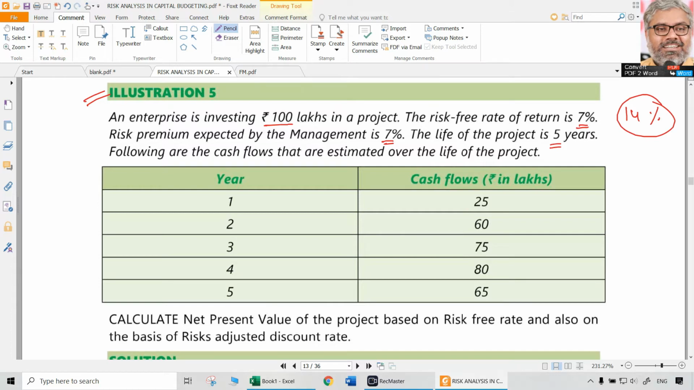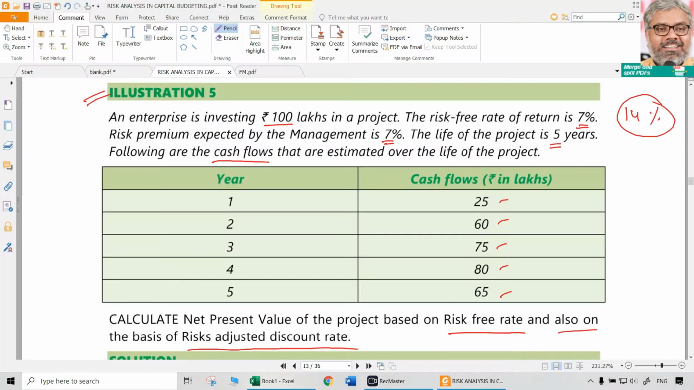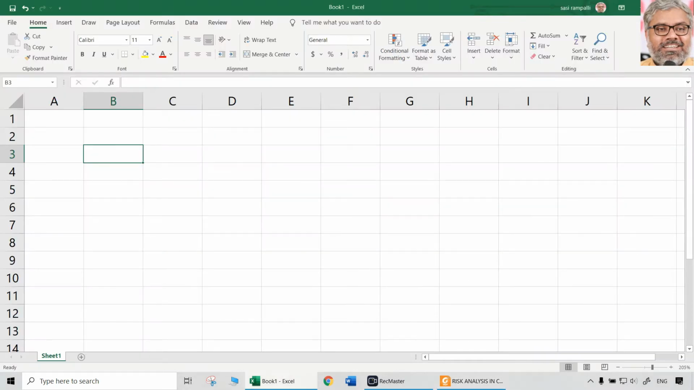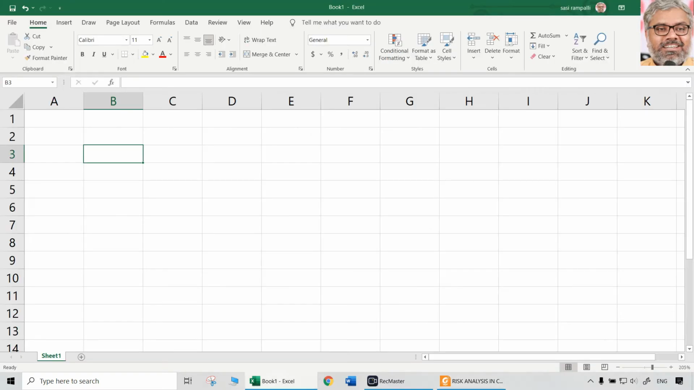Following are the cash flows that are estimated over the life of the project. Cash flows for years 1, 2, 3, 4, 5 are given in lakhs. Calculate the net present value of the project based on the risk-free rate, and also on the basis of the risk adjusted discount rate. So it is a 5 marks question. Two NPVs you have to calculate. One NPV with the risk-free rate, which is 7%. Another NPV with the risk adjusted discount rate, which is 14%. So let us do that.